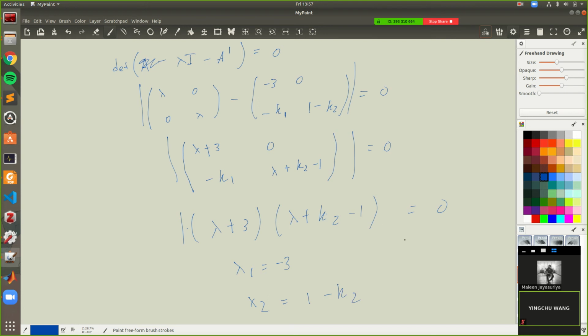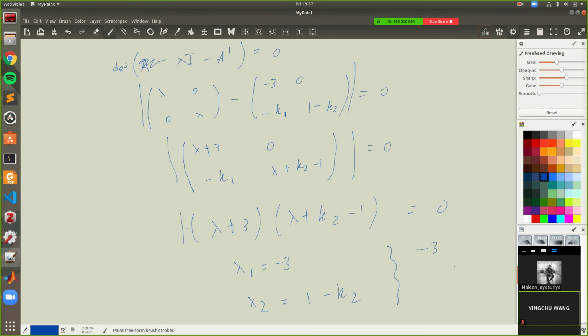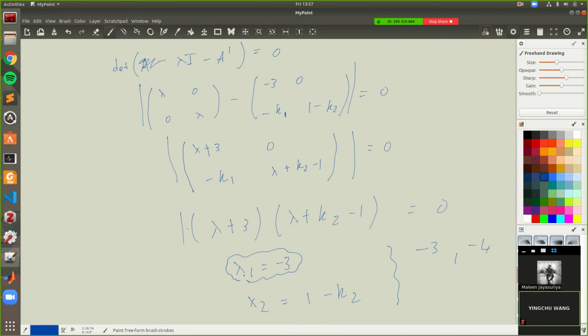So what are the poles we need to place it at? We need to place the poles, according to the question, at minus 3 and minus 4, right? So one of the poles is already at minus 3. This is that issue with controllability that I mentioned. I've crafted this question in a crafty way. For example, instead of minus 3, if I said I want 5 and minus 4, will I be able to control that? No, right? It will always be minus 3. There is no k term here that can affect this.